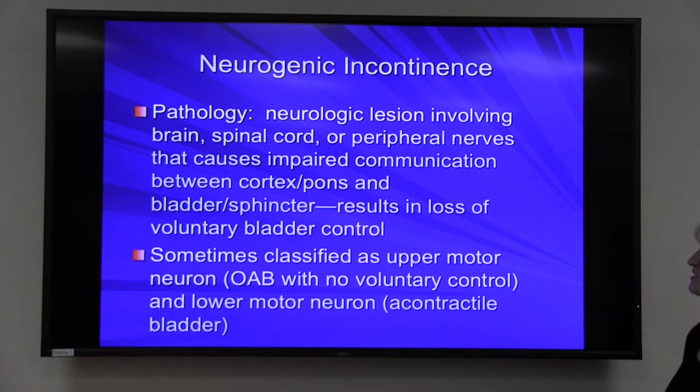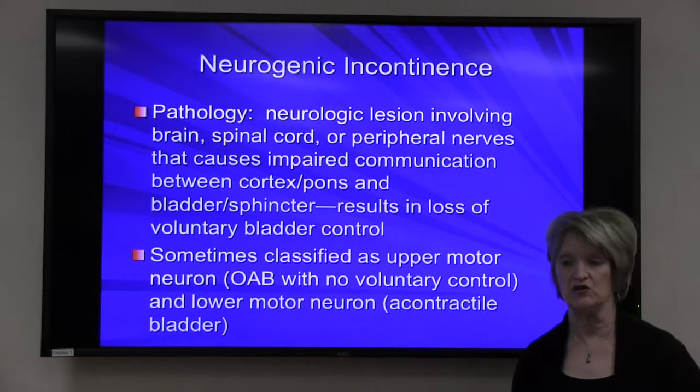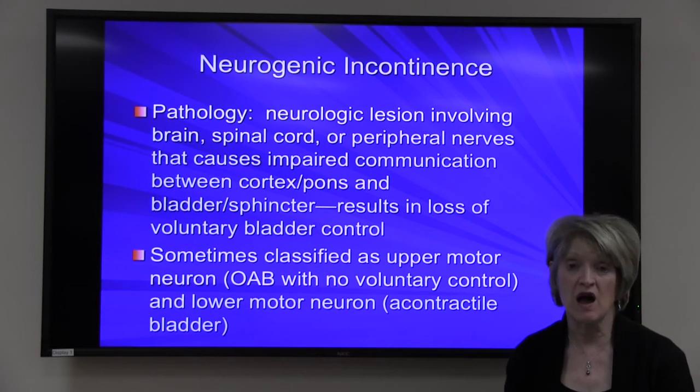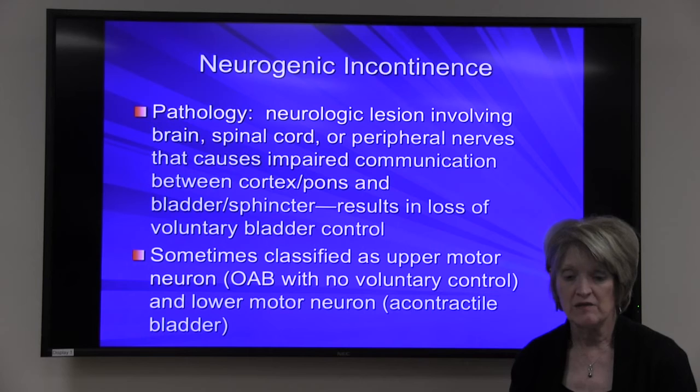So we're down to just a couple of types. We're going to talk about neurogenic, and then we're going to talk about enuresis. Now, neurogenic incontinence is the most complex type of incontinence. It's the one that is hardest for people to understand usually, but it's also the one you're least likely to encounter. So make this one last on your list.